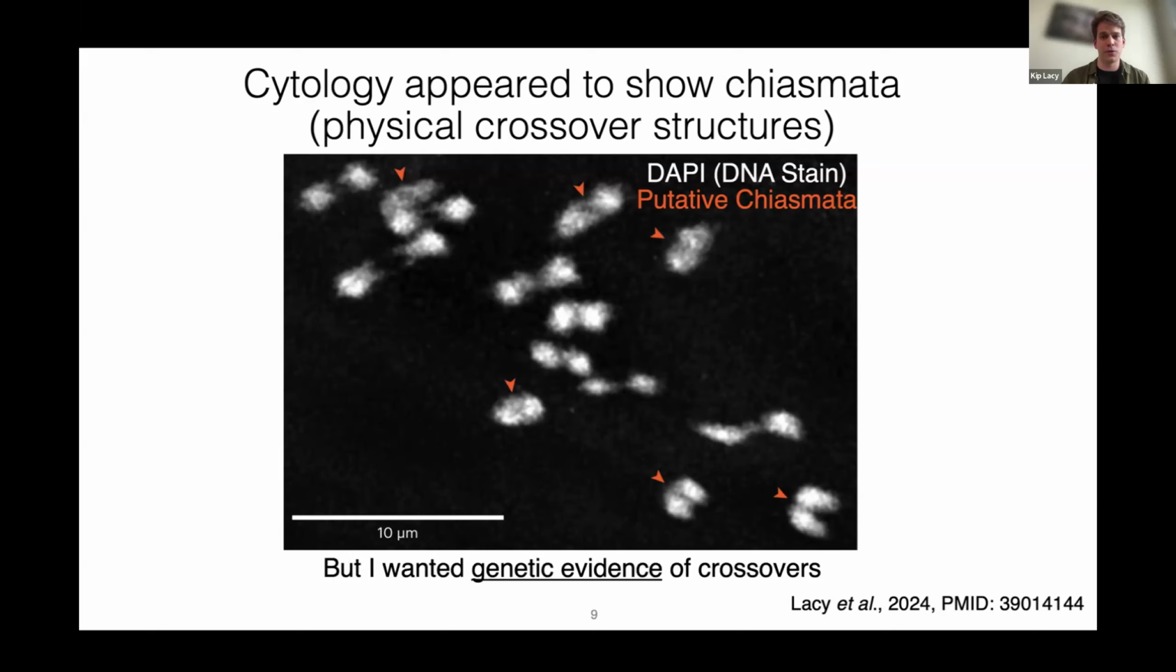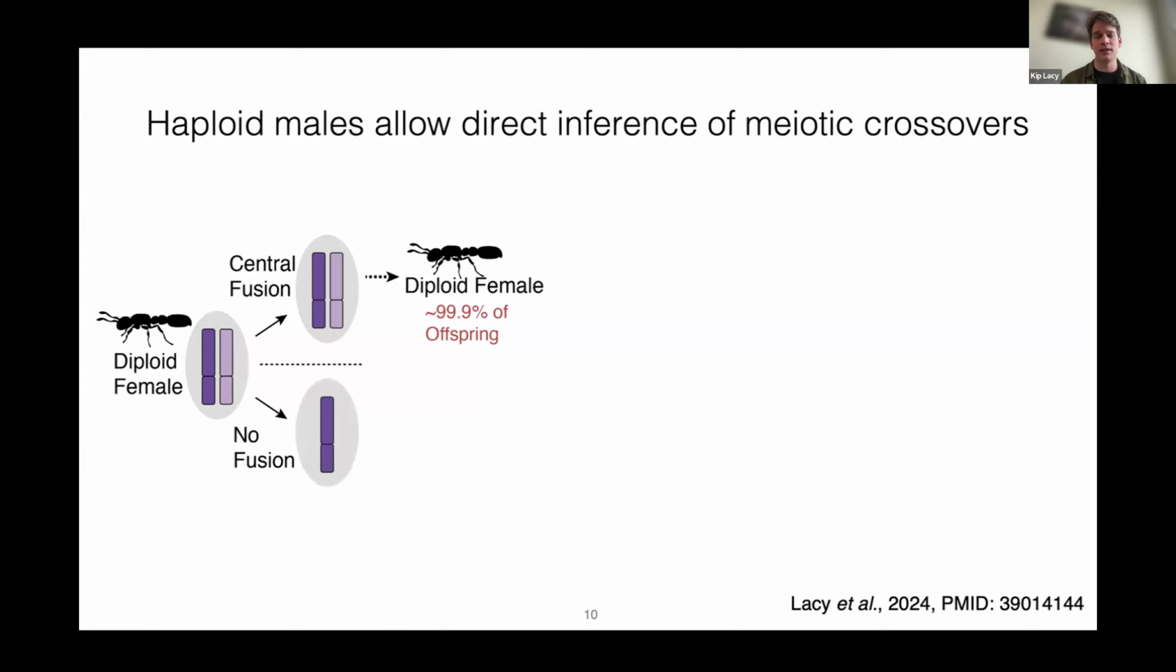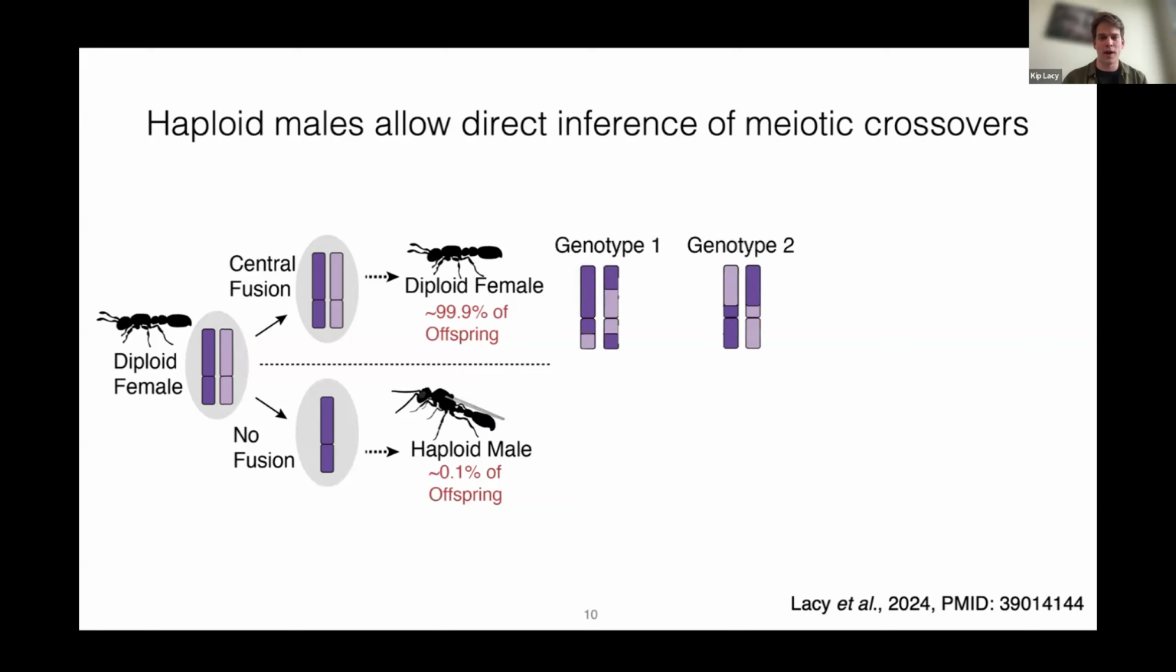And for that, I turned to a quirk of ant biology, and I'll sort of explain that here. I told you before that most of these meioses are followed by a central fusion, which produces diploid offspring, and these develop as females. But occasionally, in this species, meioses are not followed by fusion, and that produces haploid offspring that develop as males. That's really rare, but males and females are sexually dimorphic, so you can almost tell males from females by eye, which is useful, and I'll show you why.